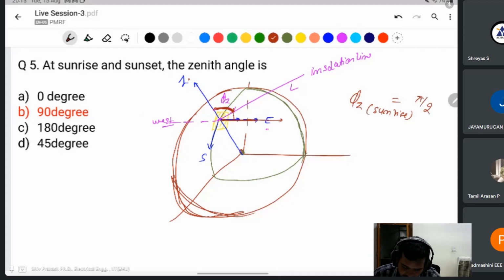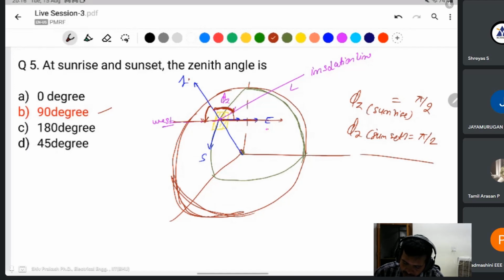Same thing at sunset. It is also measured from here. Same thing, you can say it is 90 degrees. Maximum is the west point. That's why at sunset and sunrise the zenith angle will be 90 degrees, not given as minus 90 degrees. That's why you can say it's 90 degrees.